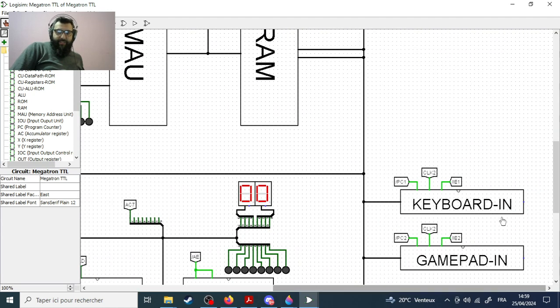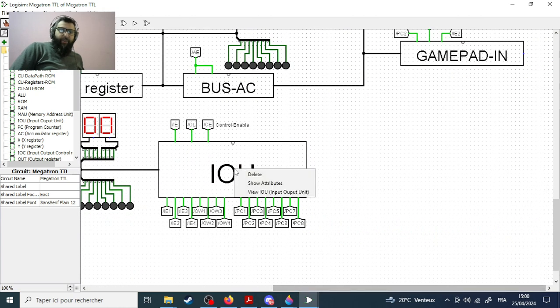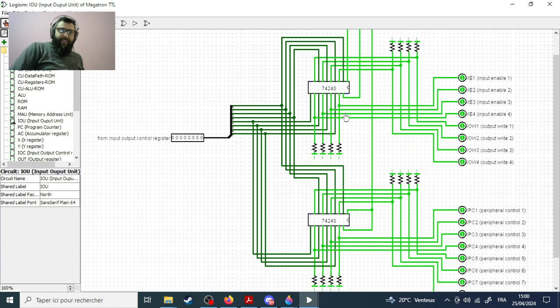Those signals, we have this one and this one, and this output signal, they are controlled by this input-output unit.